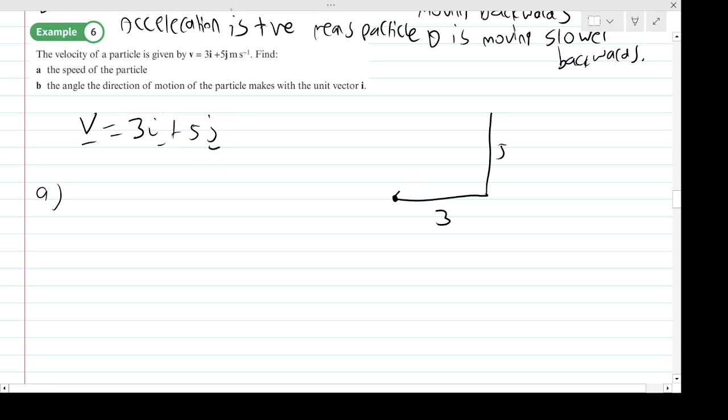Now, overall, this line here, from start to finish, is the vector. So this is v, okay? That's the vector drawn. So we can draw a vector by splitting it into the i part and then the j part, okay?